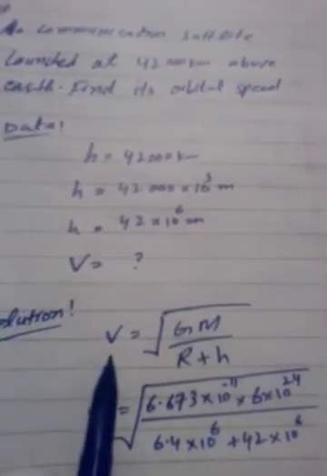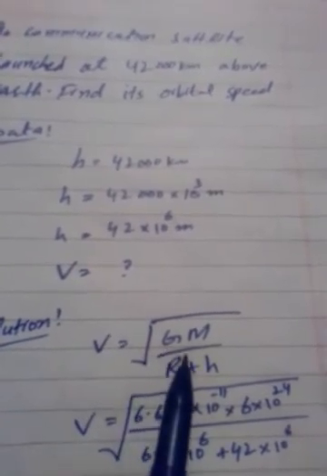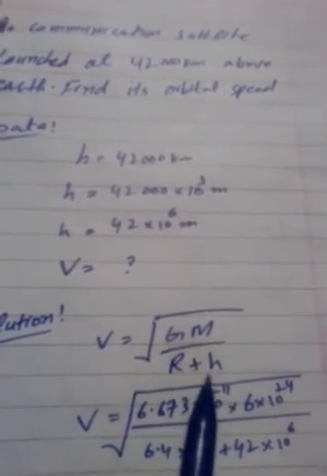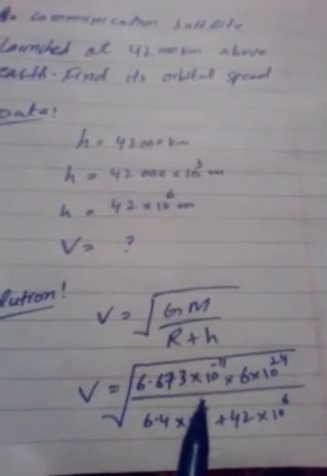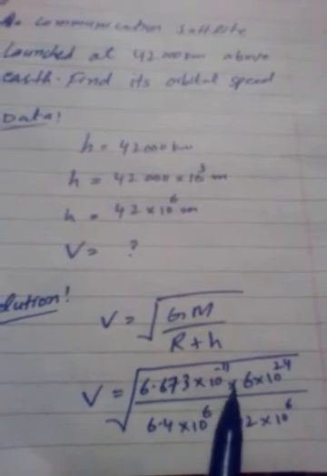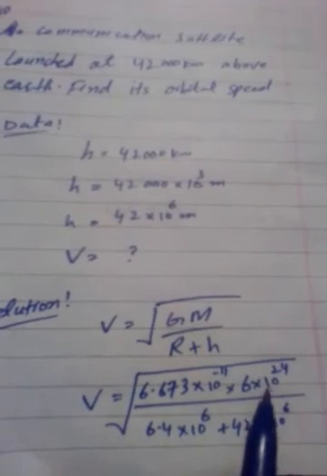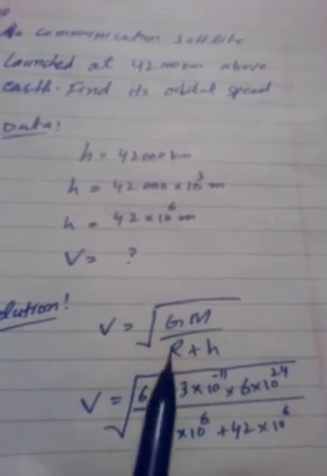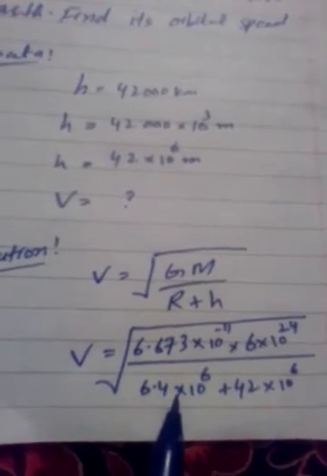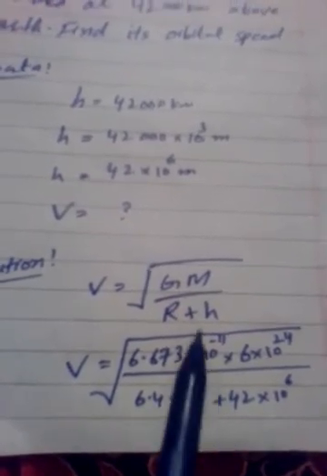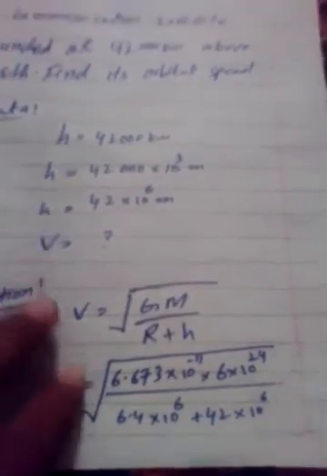Now again the similar formula is written. V is equal to root of GM over r plus h. G is the gravitational constant, its value is 6.673 multiplied by 10 raised to power minus 11, while capital M stands for the mass of the Earth, that is 6 multiplied by 10 raised to power 24, and r is the radius of the Earth, that is a constant value, 6.4 multiplied by 10 raised to power 6, plus height is 42 multiplied by 10 raised to power 6.